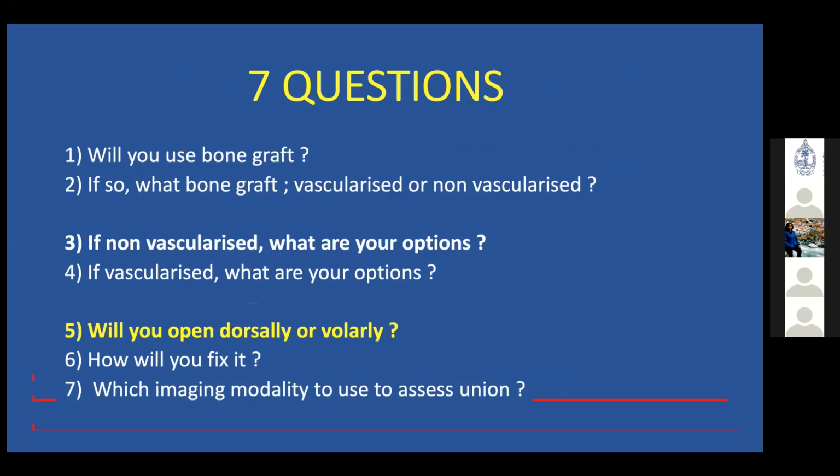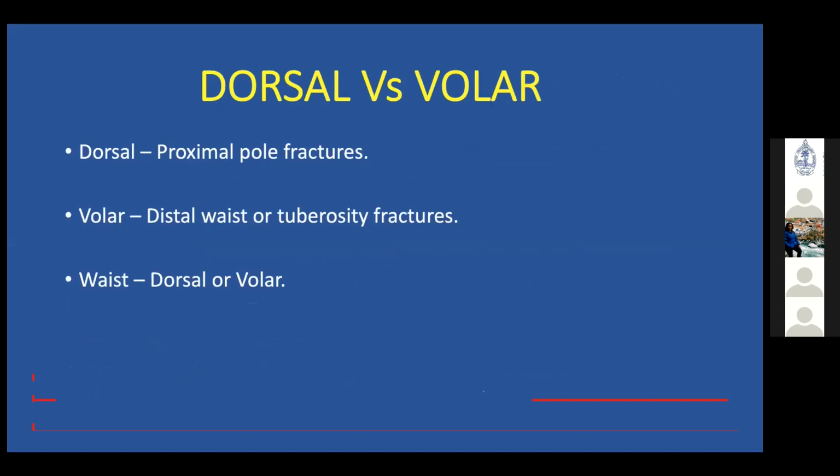So next is, will you open dorsally or volarly? That is a major confusion people have. You should understand that dorsal you use for proximal pole fractures. Volar you can go for distal waist or tuberosity fractures. For a waist fracture, it's up to the surgeon. If you are comfortable with dorsal, you can do dorsal. If you are comfortable with volar, you can do volar, because the orientation and everything is entirely different in the dorsal approach and volar approach. So dorsal you use for proximal pole, volar you use for distal waist or tuberosity fractures, and the waist fractures we manage with the dorsal or volar.